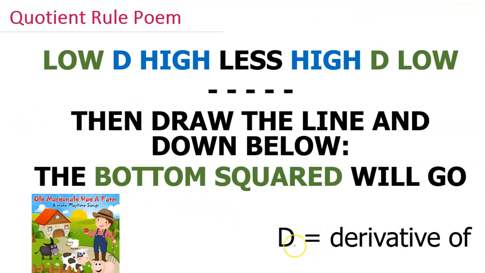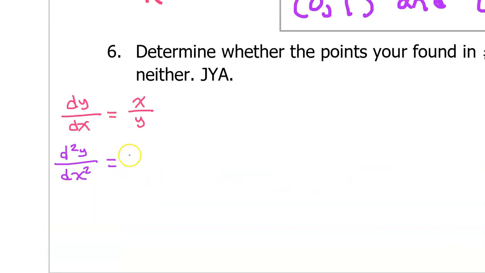As I'm reading this poem, remember that d means derivative of. So low d high, less high d low. Then draw the line, and down below, the bottom squared will go. So low d high. Low means just write down y. And then d high means multiply by the derivative of x, which is just 1, which we didn't really need to write down. But that's low d high, less means subtraction.